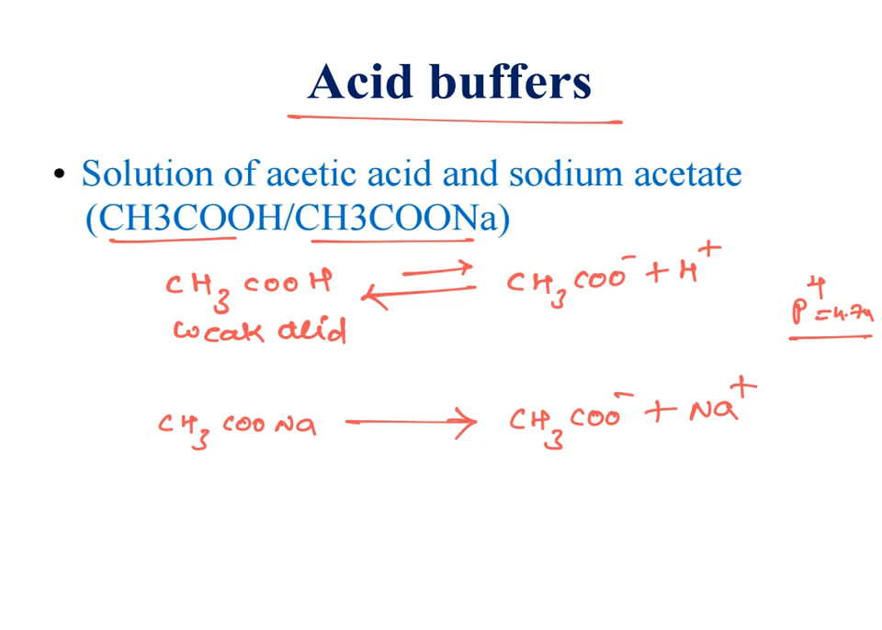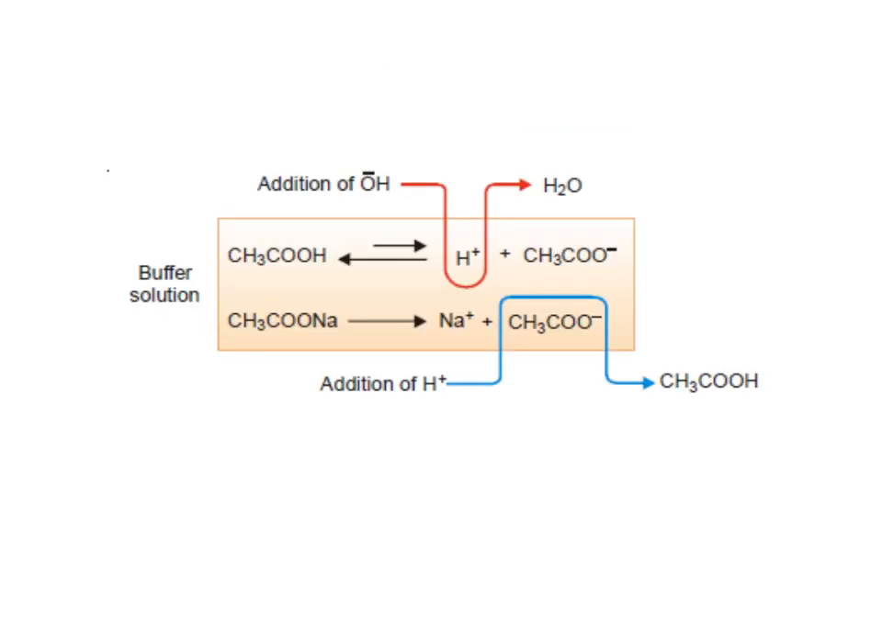How does a buffer solution work? Here I am representing an acidic buffer solution, acetic acid and its salt sodium acetate. Acetic acid is a weak electrolyte which dissociates into H plus and CH3COO minus, and when you look at this, the reversible process is favored more compared with the forward. That means the ionized form is less in extent compared with the unionized form.